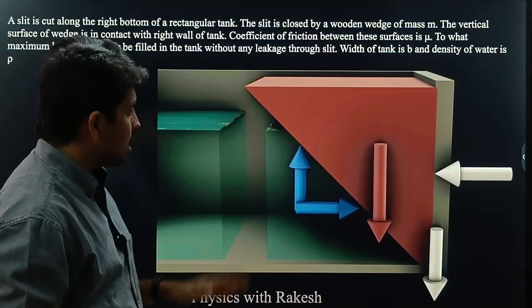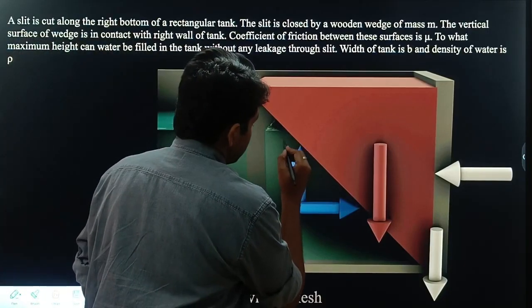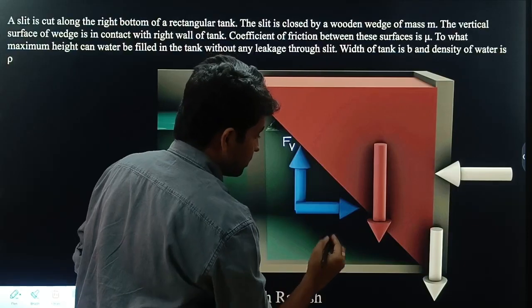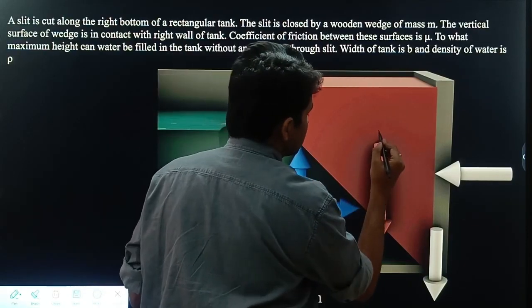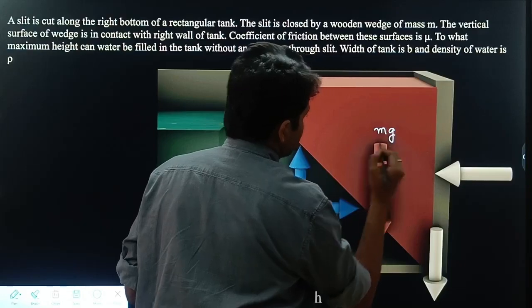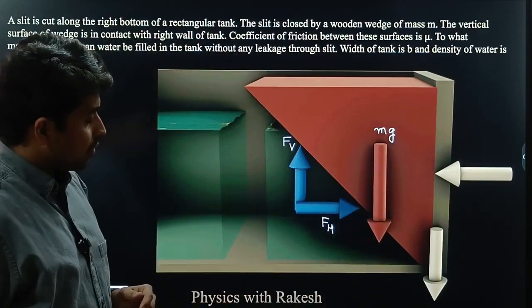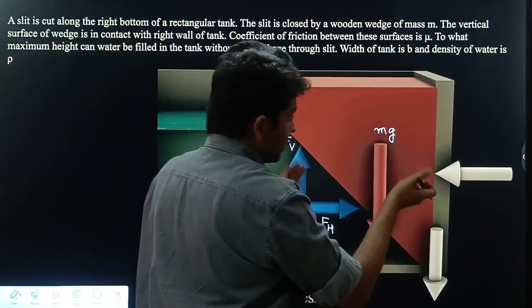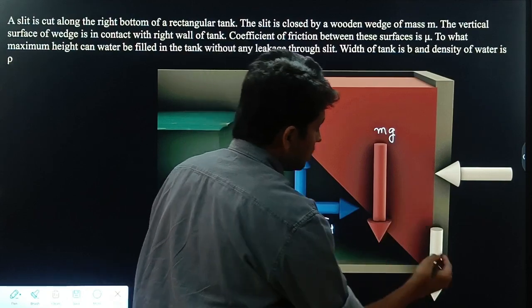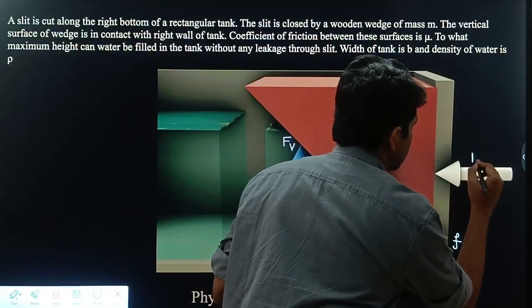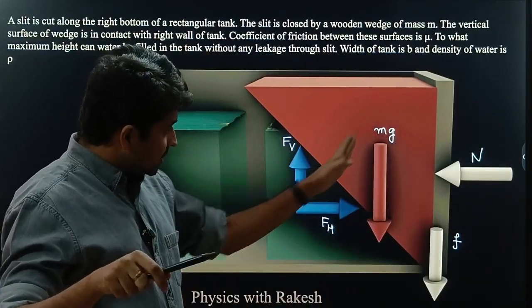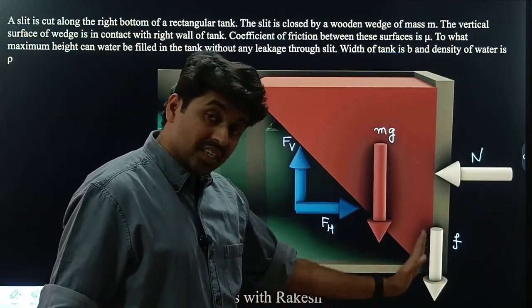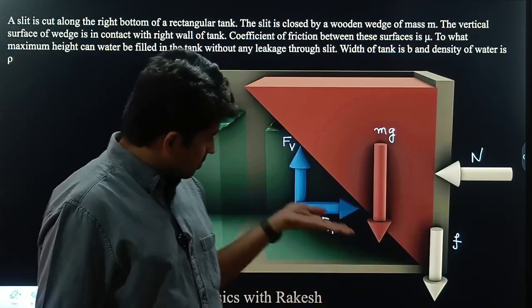Let us just mark these things here. This is the vertical component. This is the horizontal component. This is the weight, which is mg. This is the friction; it is trying to go up, so friction acts in the downward direction. This is the normal reaction. I'll just say it again. Initially there is weight and a normal reaction acting up.